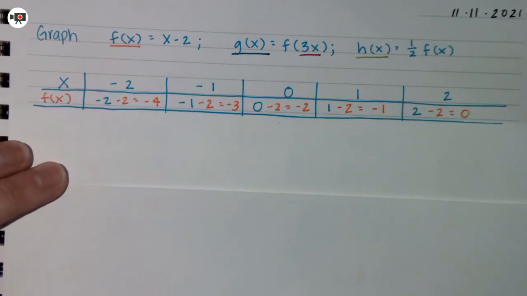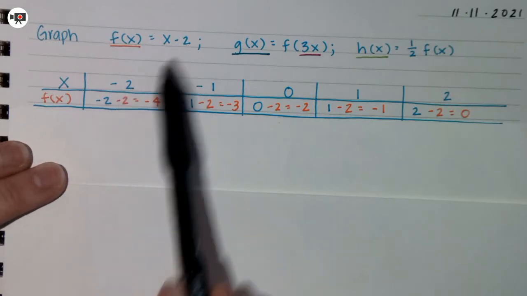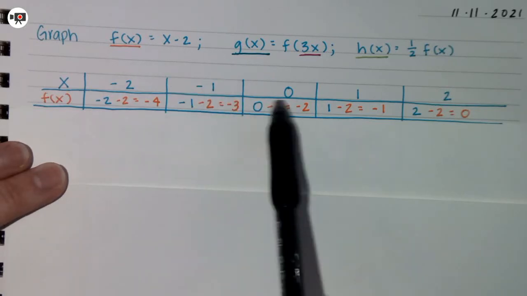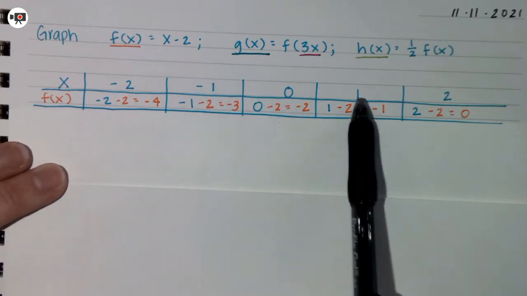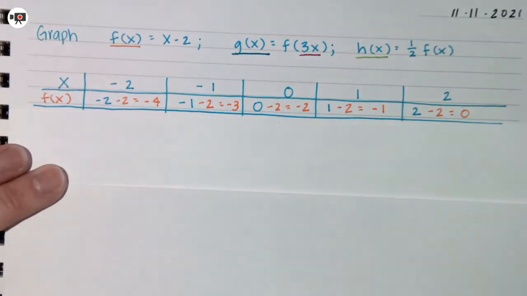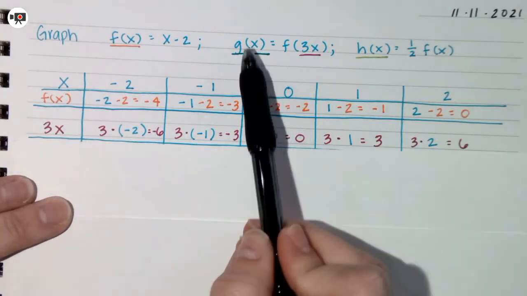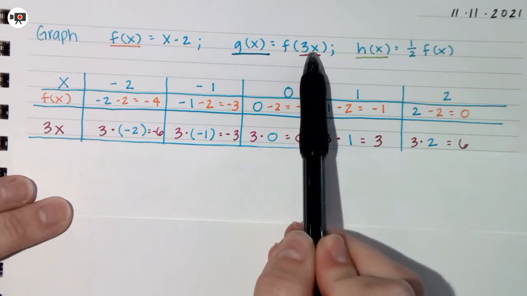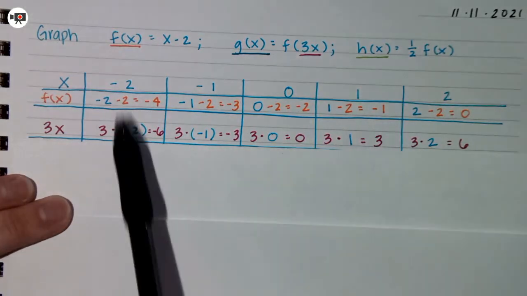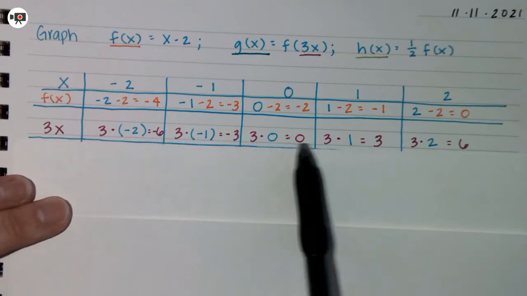So first I find f of x. And I have -2 minus 2 is -4. -1 minus 2 is -3. 0 minus 2, -2. 1 minus 2 is -1. And 2 minus 2 is 0. I'm going to find 3x, because I have to take f of 3x to find g of x. So I start here inside. So I'm taking my x value, multiplying by 3, and get negative 6, negative 3, 0, 3, and 6.